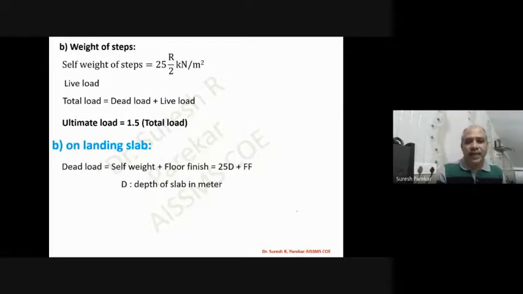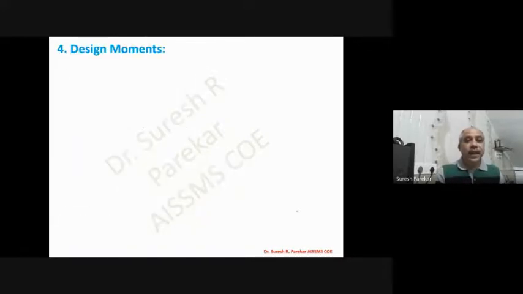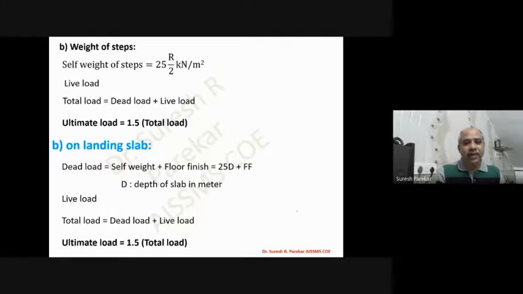On landing we have as it is self weight plus floor finish, and then self weight we have 25D plus floor finish. And then live load we have total dead load plus live. So this is as it is, whatever we have in case of slabs. Then we have design moments. So design moments for flight 1. Then as we have seen here, we have calculated loads.